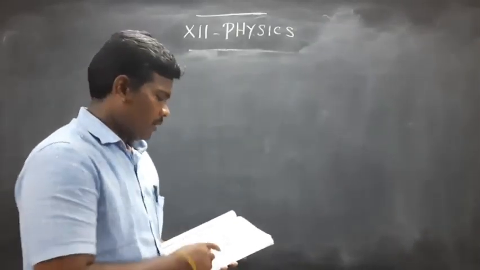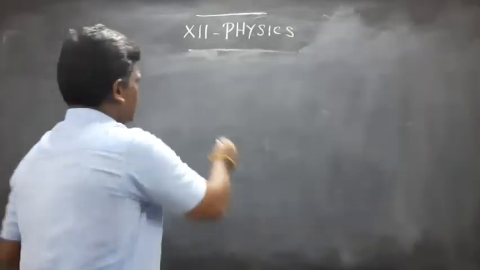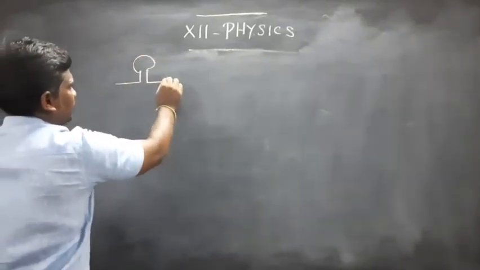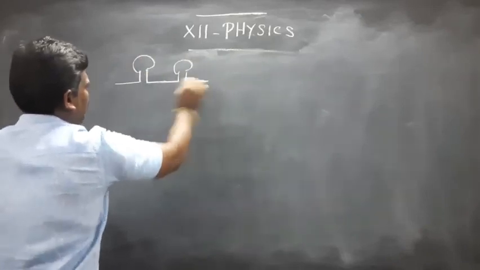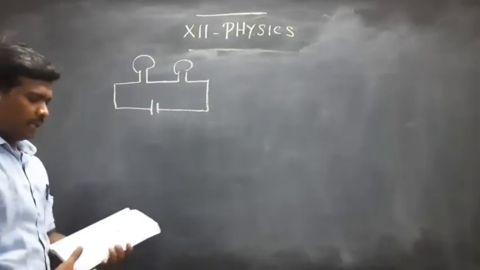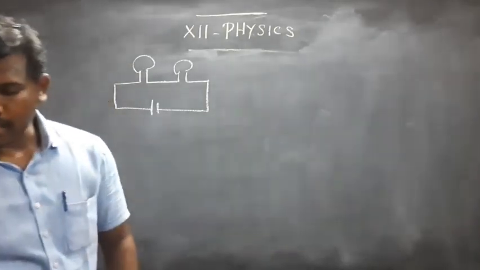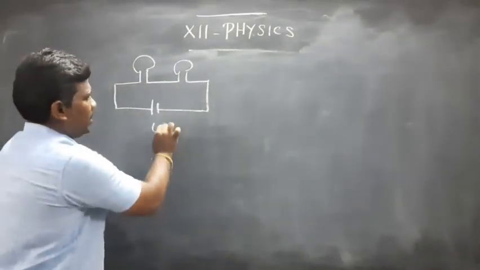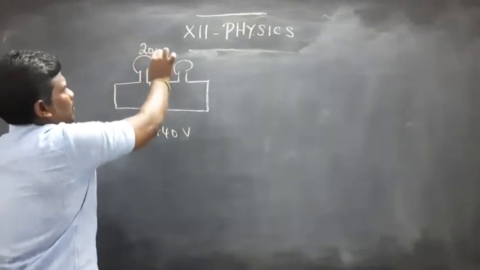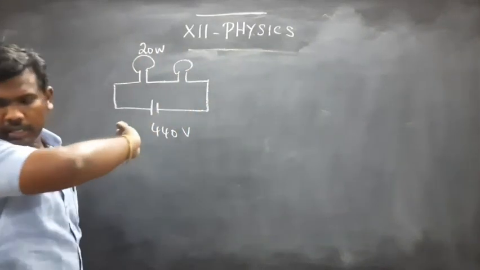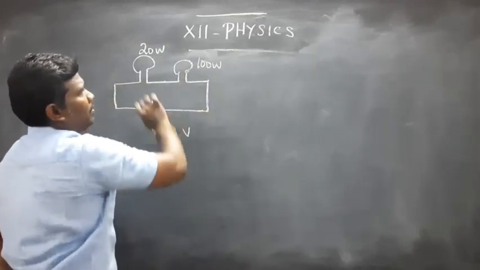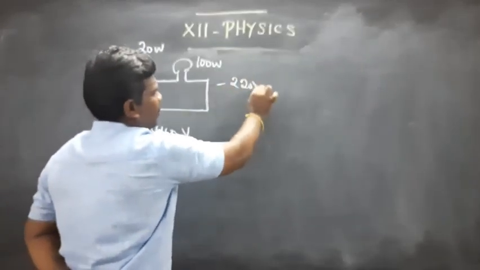In this question, the two bulbs are connected in series. One is 20 watt and another one is 100 watt. The supply voltage is 440 volts. In both bulbs, they are marked 220 volts.